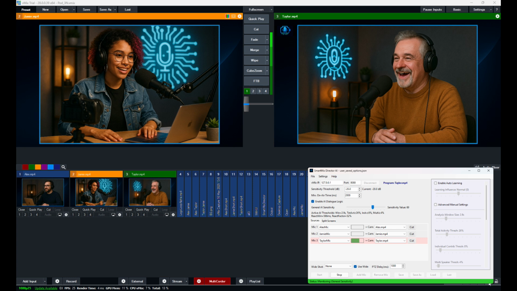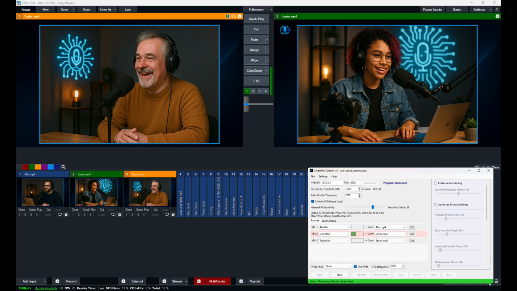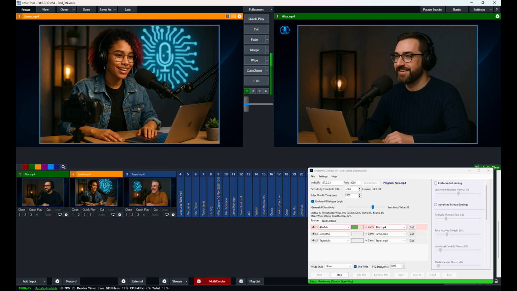Okay, so let's break that down. The digital director. How does it actually work? What's going on under the hood? Well, the core of it is audio analysis. The system is constantly listening to each microphone feed. Okay, listening to everyone's mic. Yep, and paying close attention to the decibel levels, basically how loud each person is. So the loudest person gets the camera.